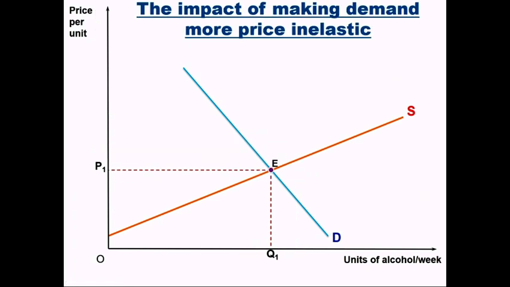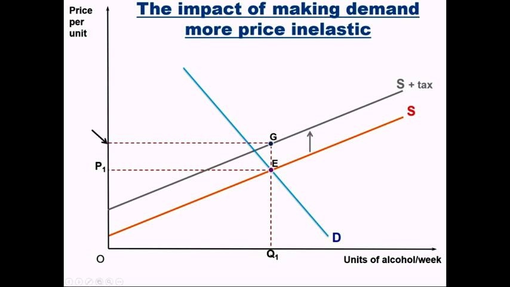So we've drawn a more inelastic demand curve. We're at point E. This is the market clearing position. We're at the price of P1 and a quantity traded of Q1. We impose the tax, so the supply curve moves from S to S plus tax. Again, I've put this same point on there, point G, to help us think about how much the price would have to increase to get the suppliers to supply the same amount they did before the tax was imposed. So the price would have to go up by the full amount of the tax to get the suppliers to supply what they did previously.